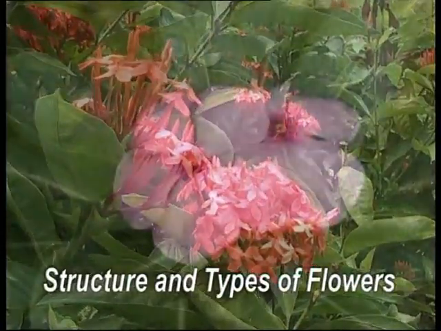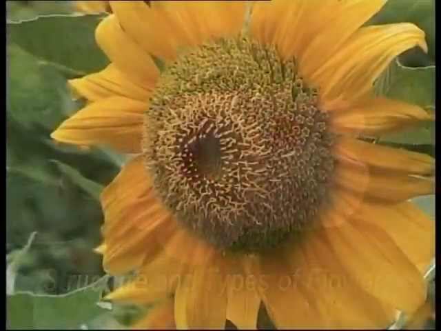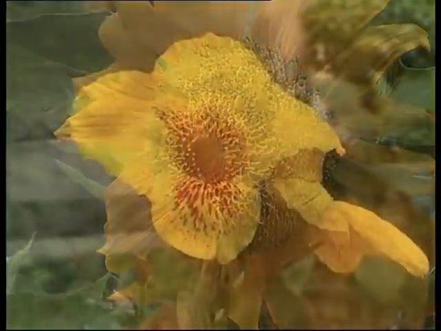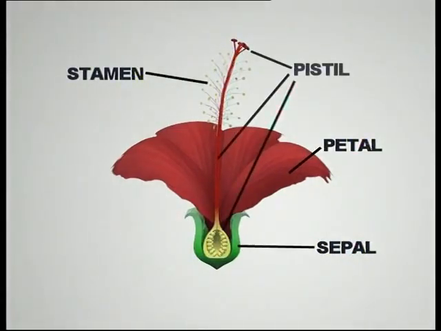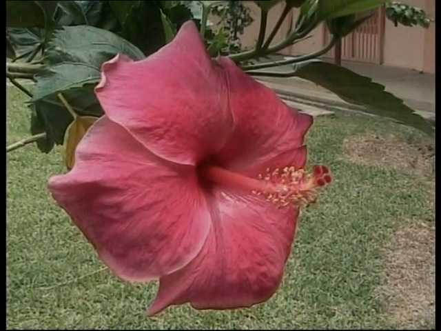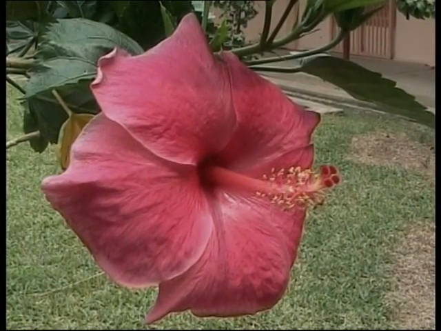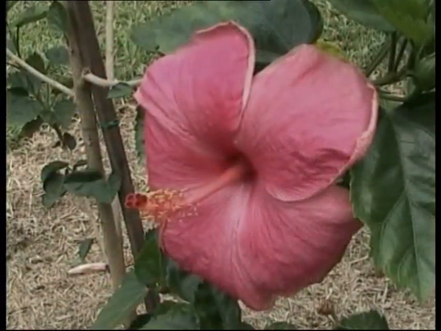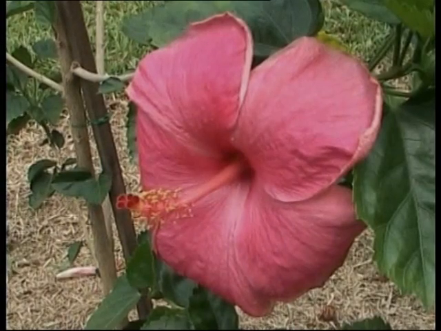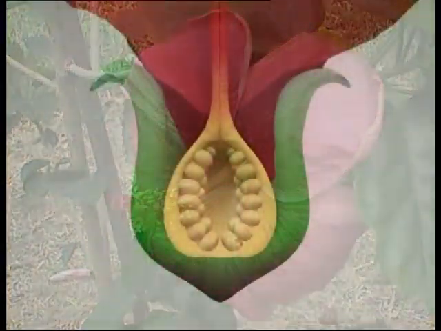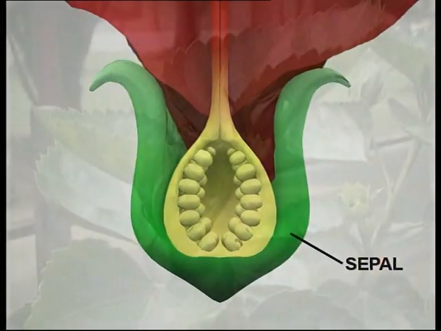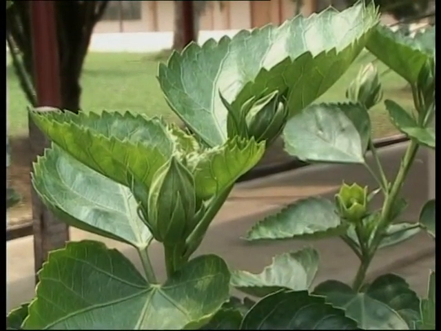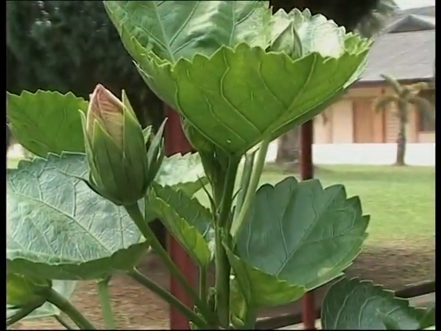Flowers are the sexual reproductive organs of plants. A typical flower consists of the sepals, petals, stamens, and pistil, which are arranged in whorls or rings at the end of a flower stalk. The outermost part of the flower is the sepal. The sepal is usually small, green and leaf-like, and it protects the flower during the bud stage.